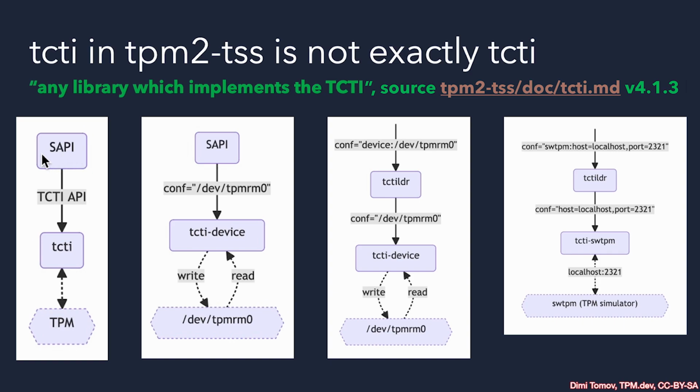So we go from eSAPI to TCTI API as defined by the TCG. Then we go through some communication layer that is implemented by a TCTI library for the TPM2 TSS stack, and then we reach the TPM. The response walks the opposite direction.